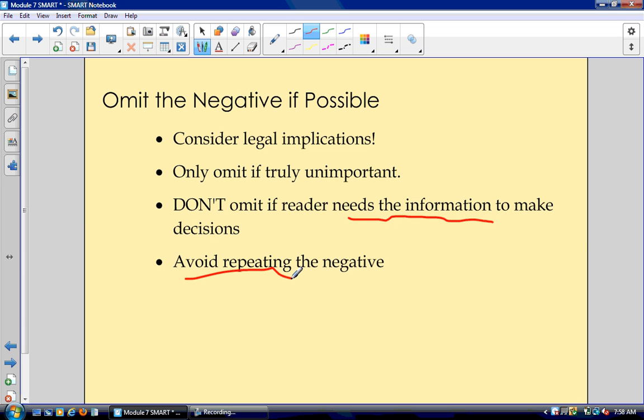One other way to omit the negative is to avoid repeating it. Our book specifically talks in Module 11 about giving the negative right, and giving it once and clearly. So if you have to give a refusal or deliver negative information, don't keep saying "I'm really sorry about this." Just say it one time, don't go back to it, don't repeat it.